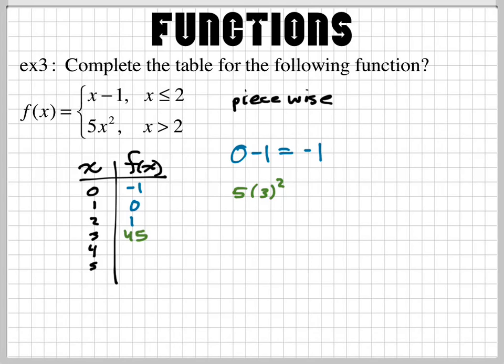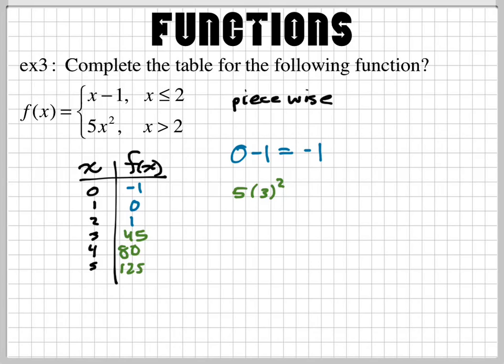And then I plug in a 4. 4 satisfies this condition, so we're going to use 5x squared again. 4 squared is 16. 16 times 5 is 80. So put 80 right there. Last one is going to be 5, and 5 definitely follows what 4 is doing. So you got it. Okay, cool. You already got it. 125.